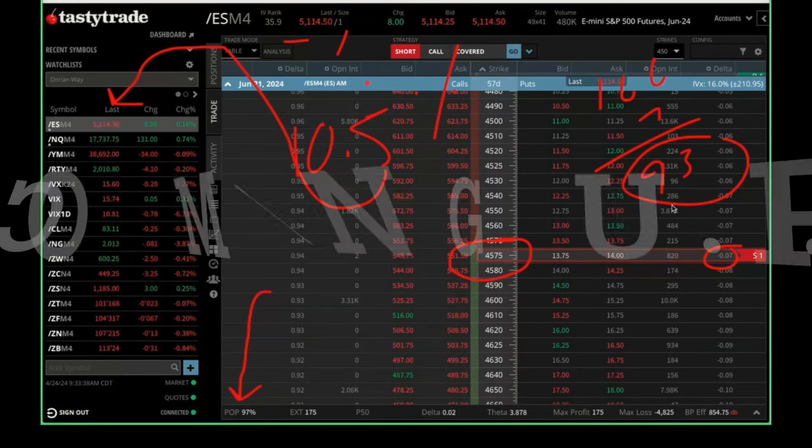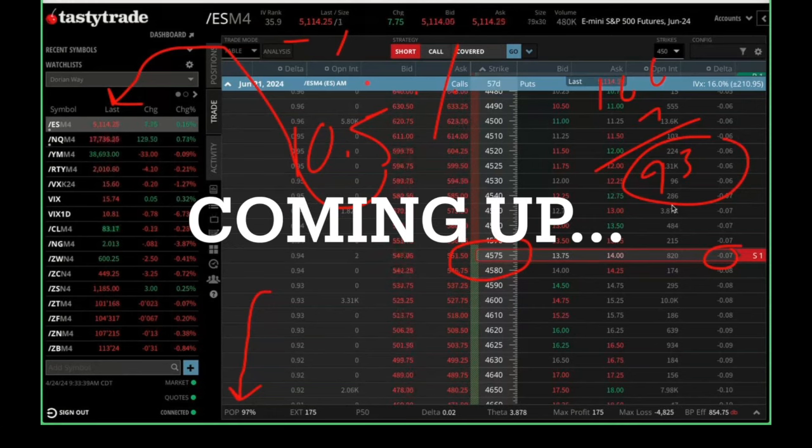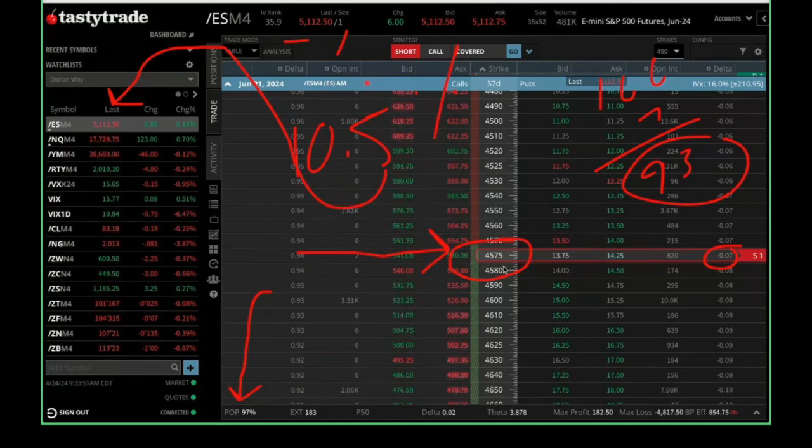You're betting that it's going to go up. But what I think about is where it's potentially not going to go. So in the next 57 days, I'm saying the S&P 500 is not going to go to 45.75 within the next 57 days.